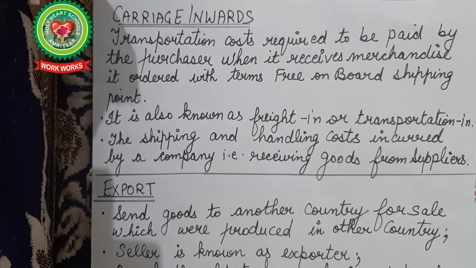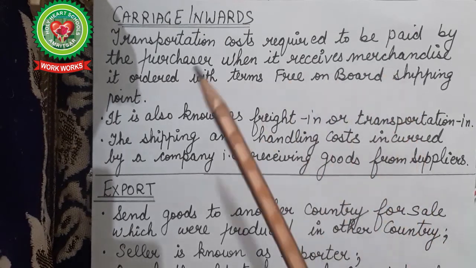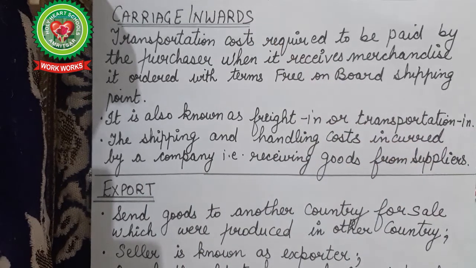It is the transportation cost paid by a purchaser when it receives merchandise, where merchandise is trading goods, ordered with terms free on board shipping point. So I'm pointing out here free on board, FOB. Sometimes there are a few commodities which are free on board, that is, board charges do not have to be paid. Now, what is board? A place where unloading of goods at the ship takes place. Carriage inward is also called freight in or transportation in. All the shipping and handling costs incurred by a company for receiving goods from suppliers is called carriage inward.